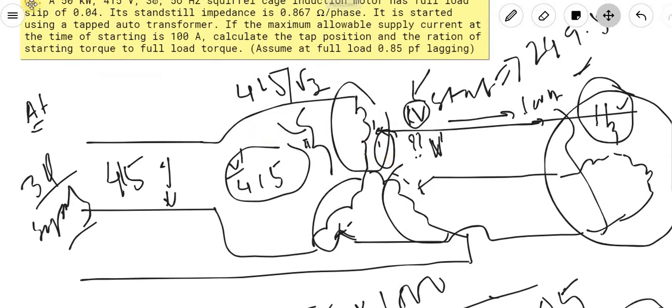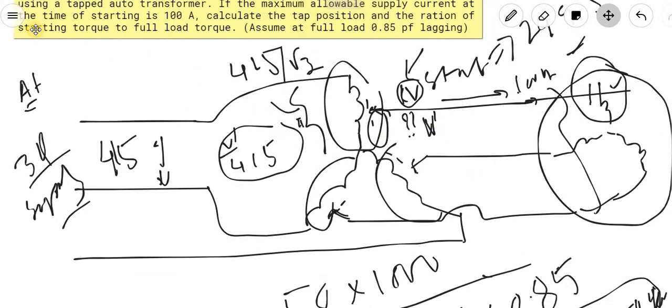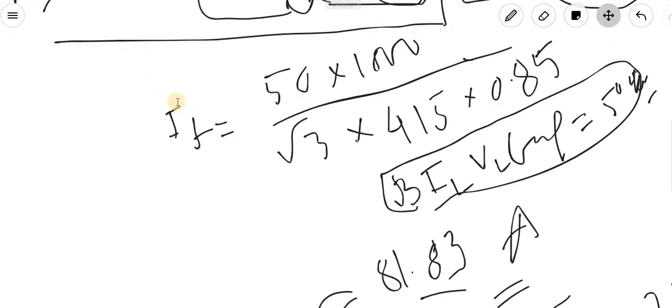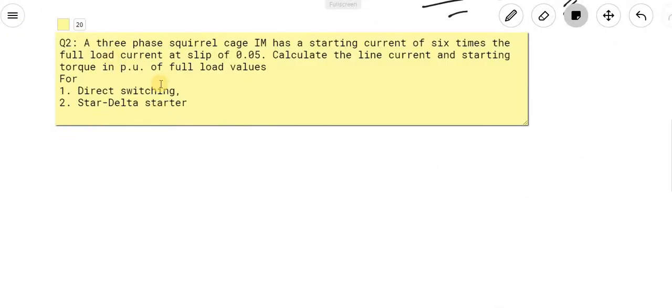So one more question we'll discuss. The question is: a 3-phase squirrel cage induction motor has a starting current of 6 times the full load current. Starting current, how much? Starting means that is short circuit current.